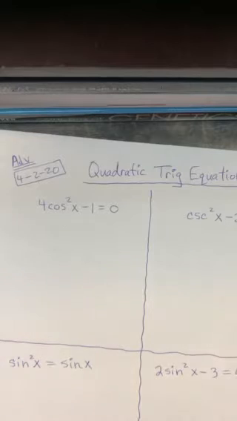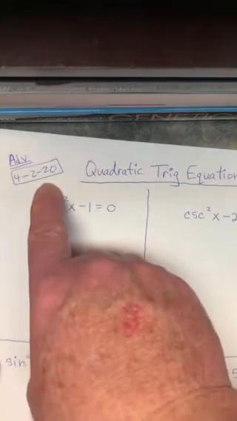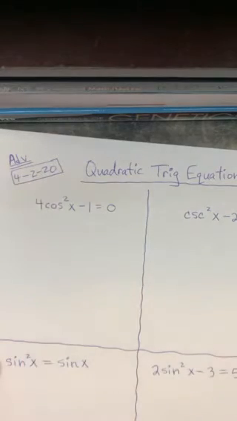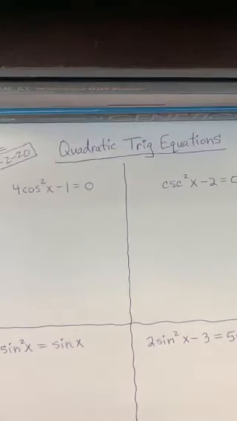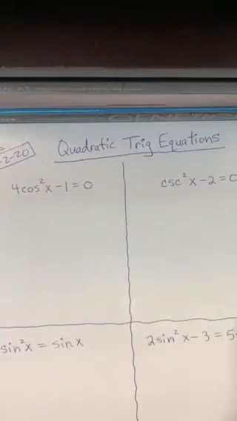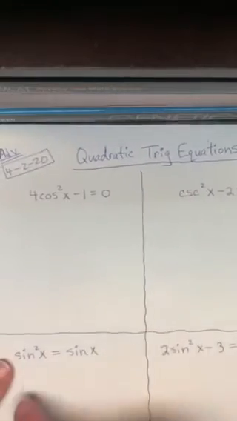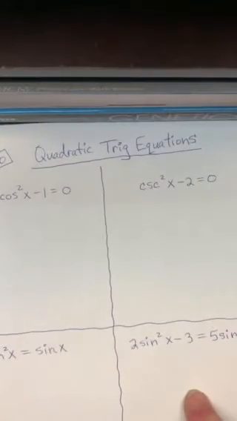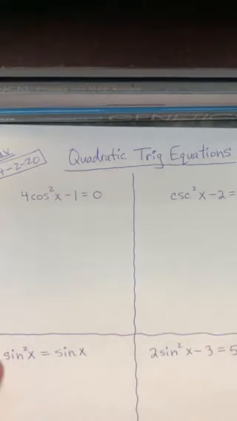So for today, top left corner of your paper, 4-2-20. Today's Thursday, April 2nd. Again, the topic, quadratic trig equations. To make this simple, I would divide your paper into 4 parts, and we can do 1 problem in each section. They're all quadratic trig equations, but all solved a little bit differently.